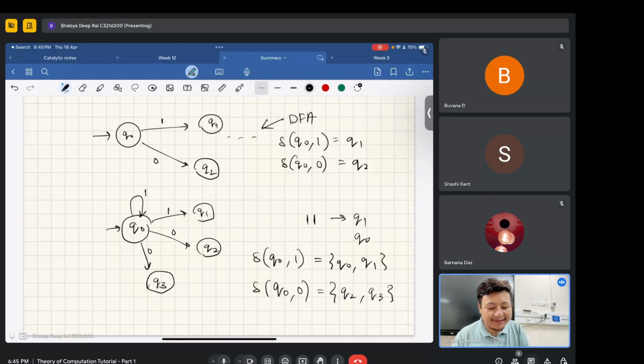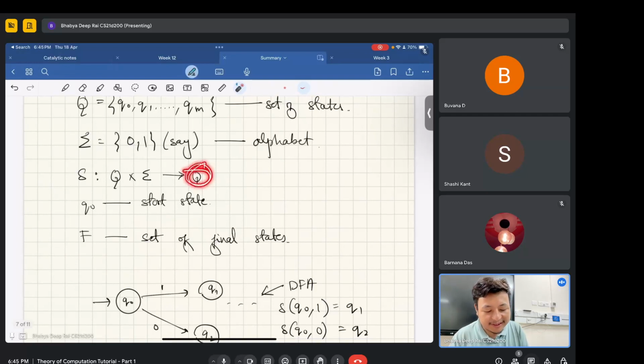So you see that there is a set, right? Therefore the definition here changes. The function, instead of taking a single state and a single symbol and mapping onto a single state, can map to a bunch of states. So it'll give a set of states. What is that set of states? The power set of Q.